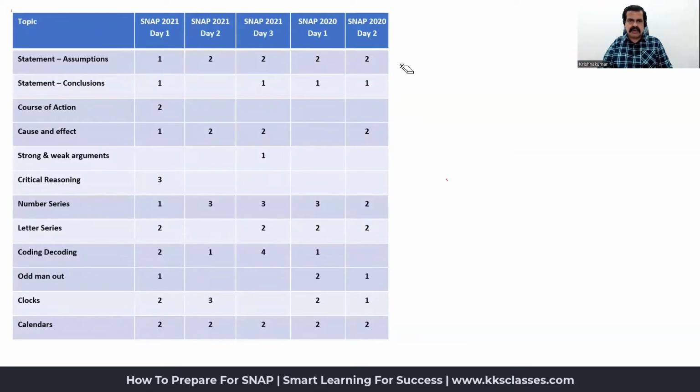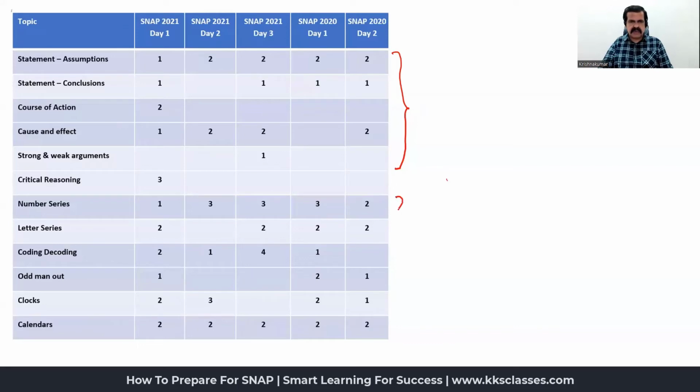There are areas, in addition to critical reasoning, like statement assumption, statement conclusion, course of action, cause and effect, strong and weak arguments. Very simple areas, very, very easy to understand and work out the questions. No alarms at all, but then there has to be some preparation done there. And also there are a few other areas which you may not have touched upon during your CAT preparation.